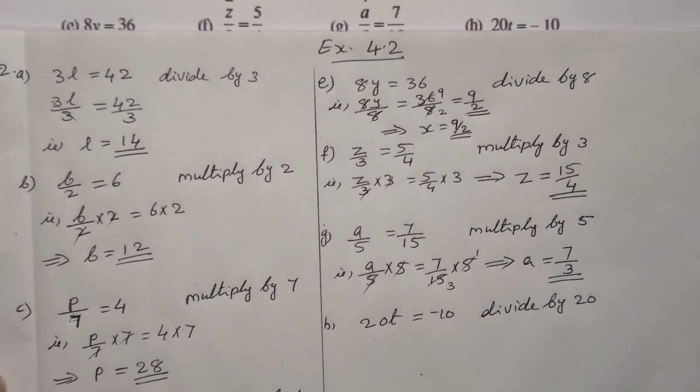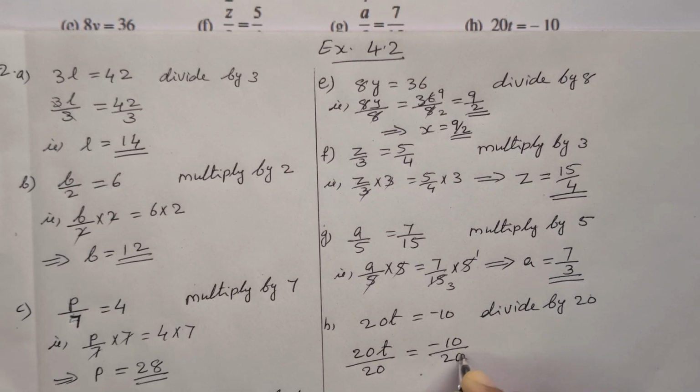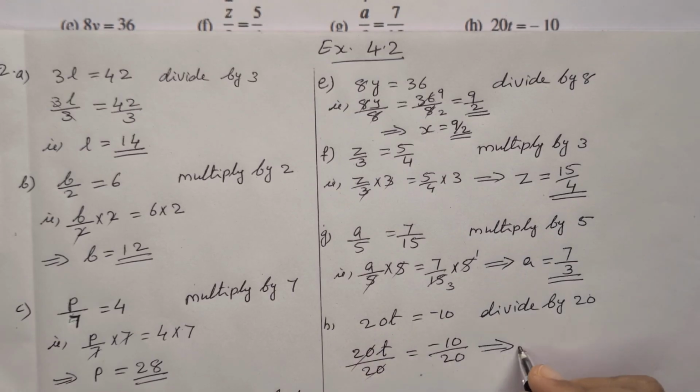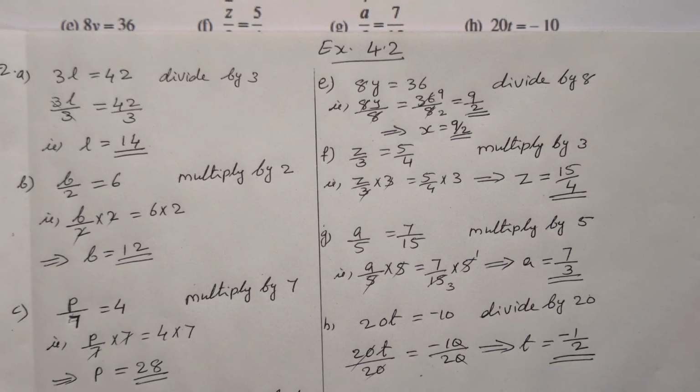Next one, 20t is equal to -10. Here we have to divide by 20. So 20t divided by 20 is equal to -10/20, which implies 20 we can cancel. T is equal to, here we can divide by 10. 1 time, here 2 times, and minus sign is there. So t is equal to -1/2. This is the solution of the variables.